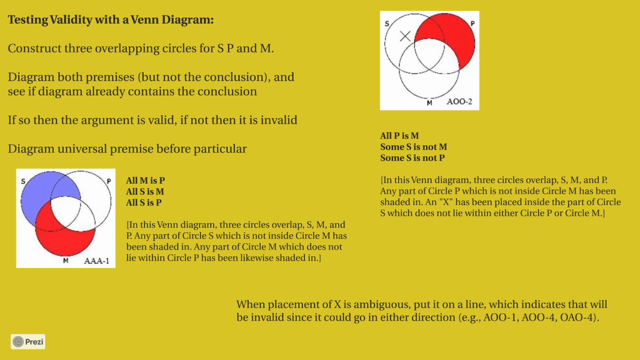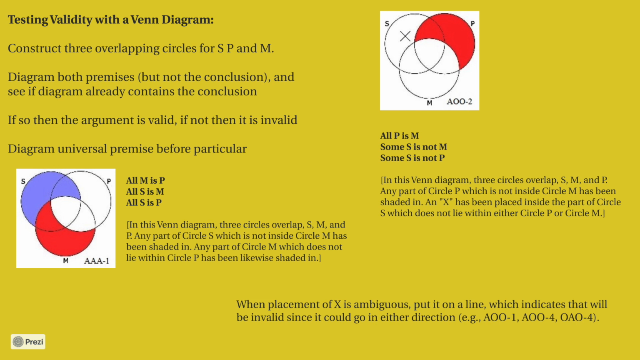The second method of testing validity, and arguably what has become one of the most popular approaches, is to use a Venn diagram. So here, for a syllogism, where we have three terms, we need three overlapping circles, one for S, one for P, and one for M. And then we're going to diagram the first two premises, but not the conclusion, in order to see whether the conclusion reveals itself. If so, the argument is valid. If not, it is invalid.